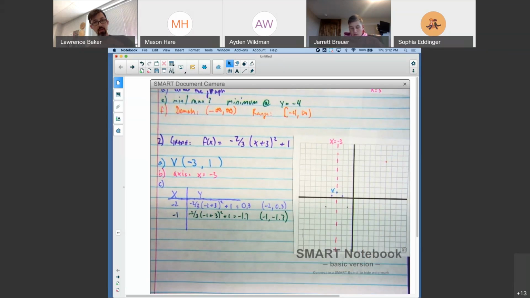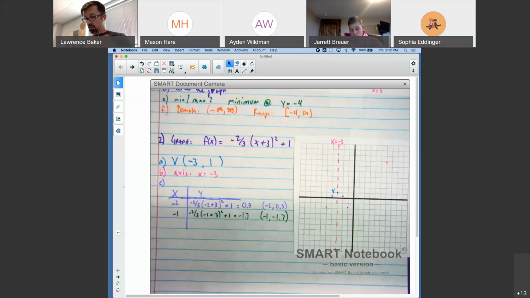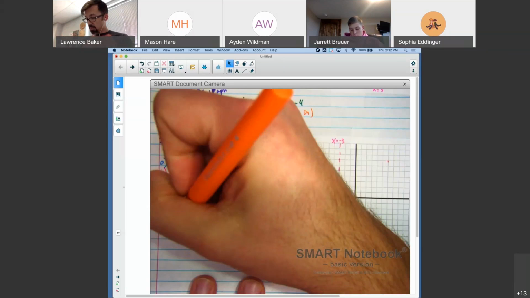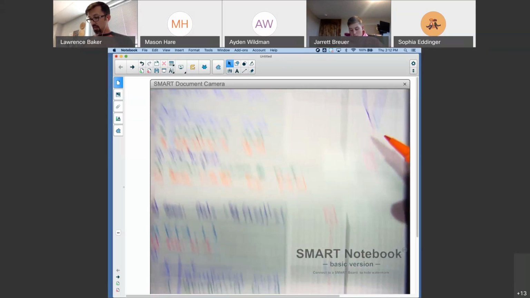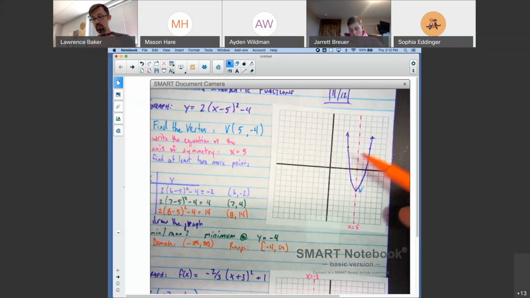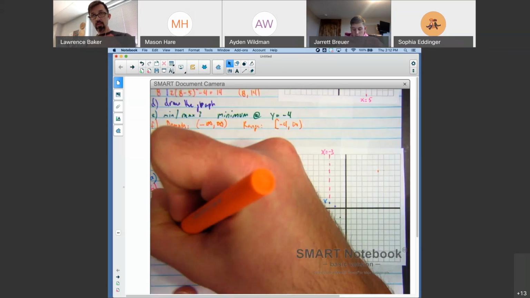So generally with a compression problem, this problem is being compressed. That 2/3 is compressing the graph. It's making it wider, it's making it shorter. Those graphs grow quite a bit slower. Look how slow these points are moving in comparison to how fast these points are moving vertically. So this lets me have more time to put in more points.